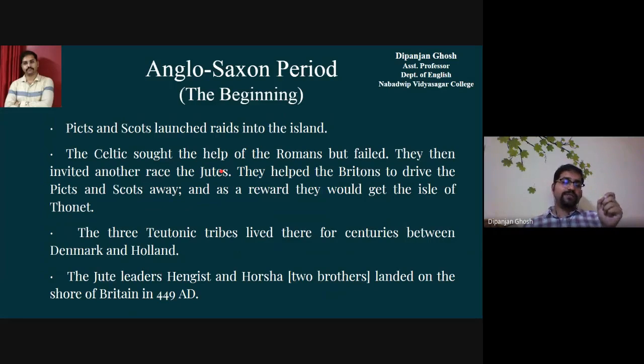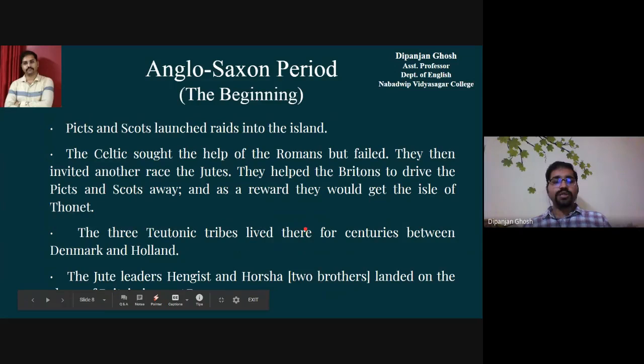So what is the fundamental important thing here? Among the three tribes, as I've mentioned, Angles, Saxons and Jutes, the Jutes came first, right? They helped the Britons to drive the Picts and Scots away, because the Picts and Scots were the outsiders at the time. And as a reward, they would get the Isle of Thanet. So the Isle of Thanet was the first place where the Jutes settled. These three Teutonic tribes had lived for centuries between Denmark and Holland.